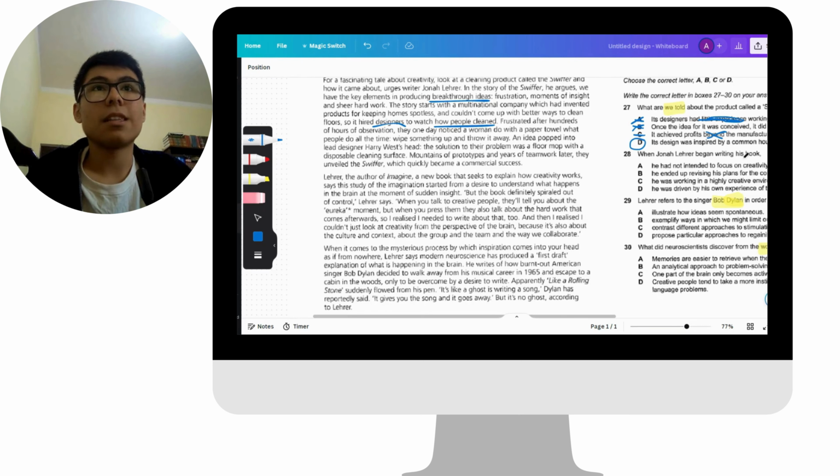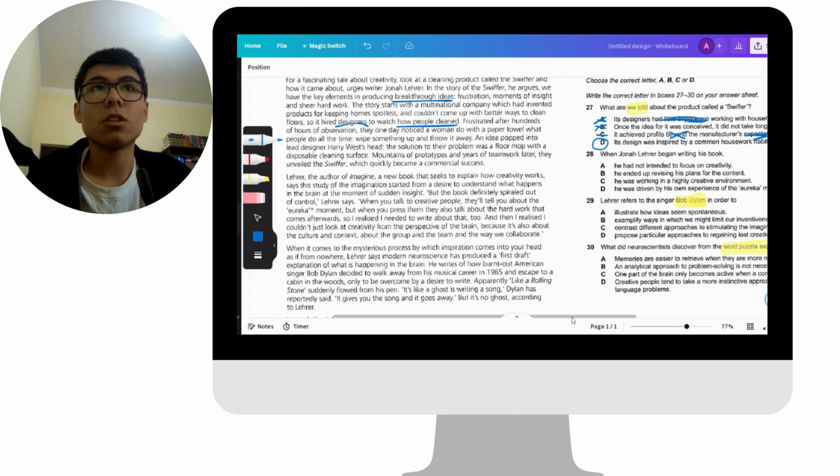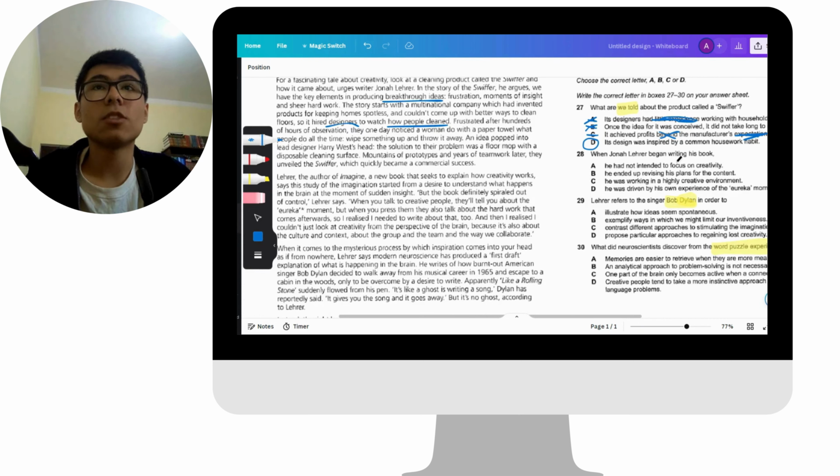A: When Jonah Lehrer began writing his book, he had not intended to focus on creativity. No, he actually intended to. It's just contradicting what is said in the passage. B: He ended up revising his plans for the content. Yeah, this might be it. C: He was working in a highly creative environment. Do we know that he was working in a highly creative environment? There was nothing about that sort of environment, right? So we can easily cross out C.